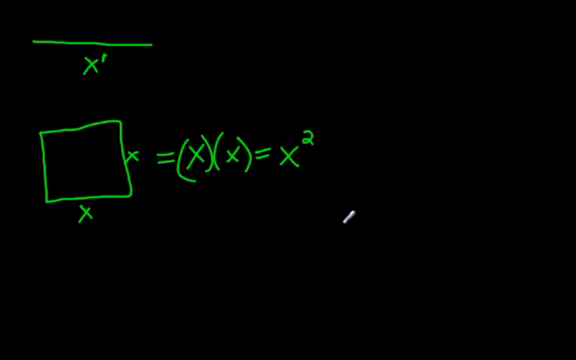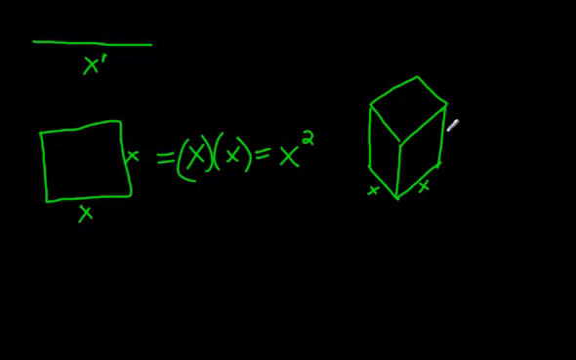Now we're going to get a little bit more crazy. We're going to draw, I'm going to see how well I can do this here. You seeing what I'm getting at? This is a cube. It has length, width, and height, all x. It's a perfect cube. Just like this over here was a perfect square, we have a perfect cube here. All the sides are x long.